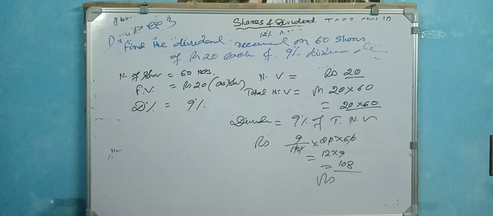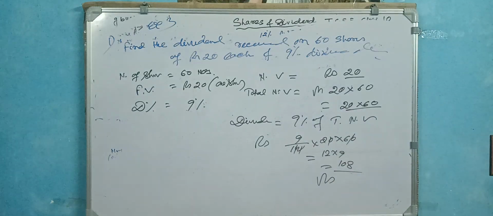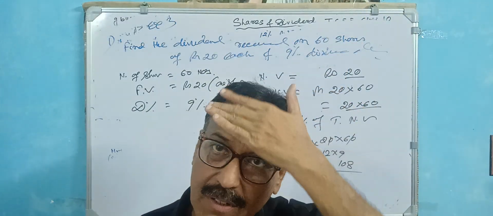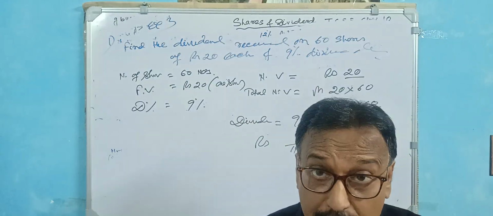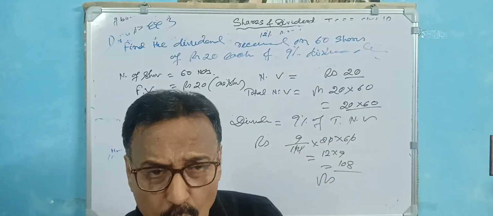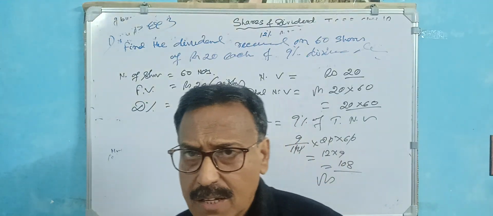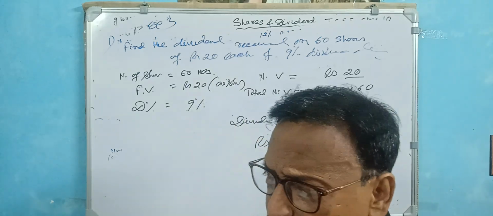This is a very interesting chapter. Clear? So in this way, gradually solve all the sums from shares and dividend. Shares and dividends is a very interesting chapter. You are all intelligent students, so clear your conception. When the base is clear, no sum will be a problem for you. No formulas are needed here; you can formulate the formula yourself. No problem at all to remember them.